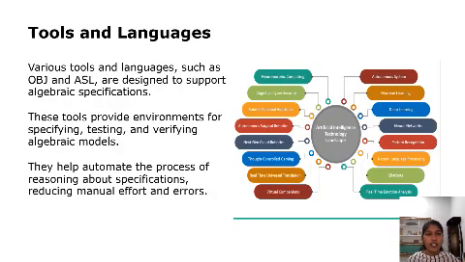Tools and languages. We use different types of tools for various languages, and the tools differ from each other. Various tools and languages such as OBJ and ASL are designed to support algebraic specifications. These tools provide environments for specifying, testing, and verifying algebraic models. They help automate the process of reasoning about specifications, reducing manual effort and errors.